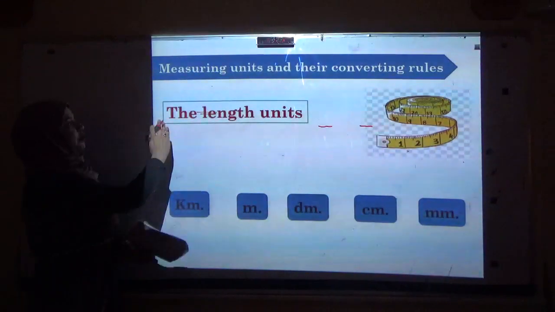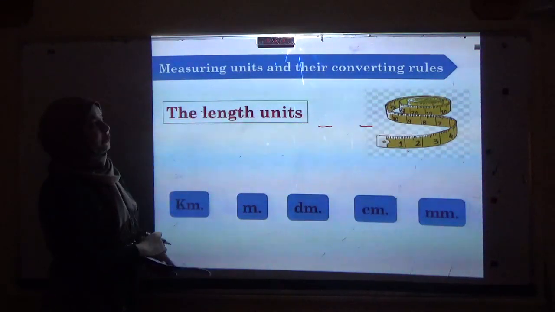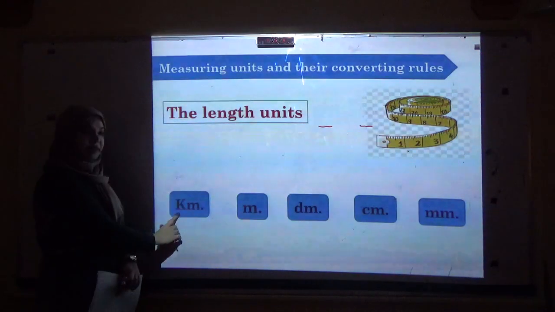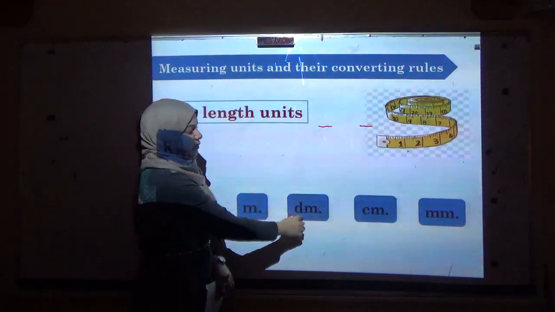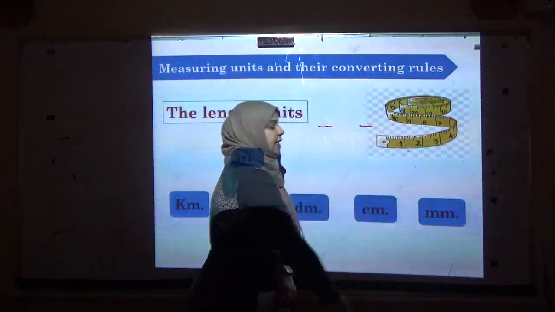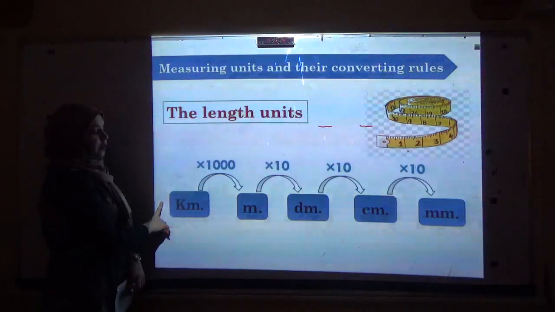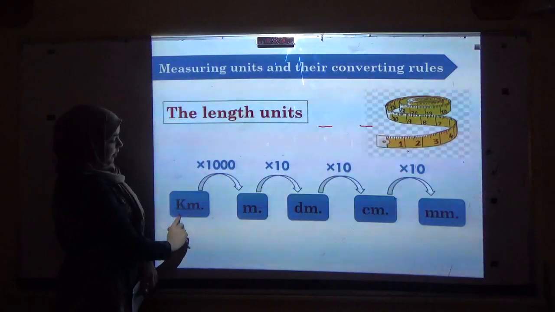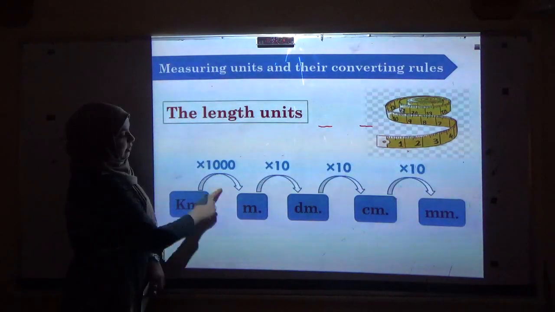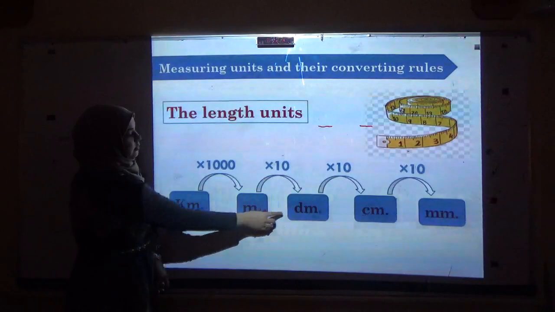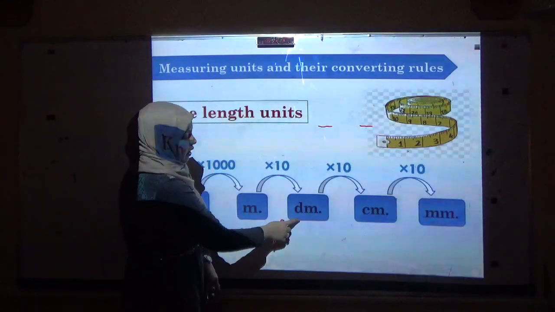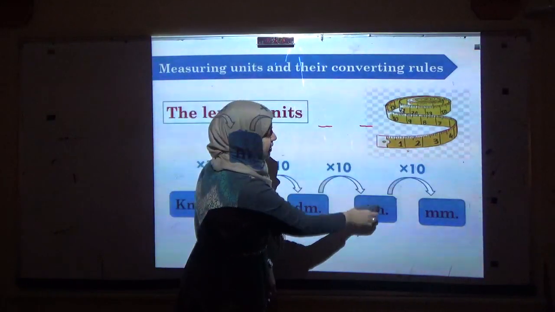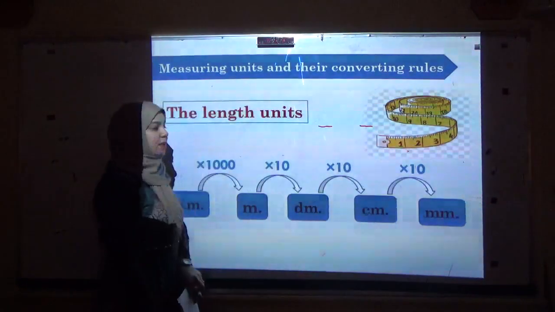Let's remember measuring units and their converting rules. The length units are kilometer, meter, decimeter, centimeter, millimeter. To convert from the greatest unit to the smallest unit, multiply. Here from kilometer to meter, multiply by 1000. From meter to decimeter, multiply by 10. From decimeter to centimeter, multiply by 10. From centimeter to millimeter, multiply by 10.